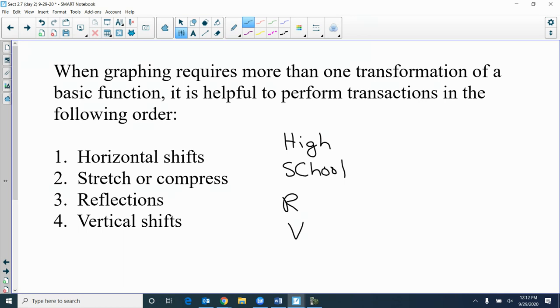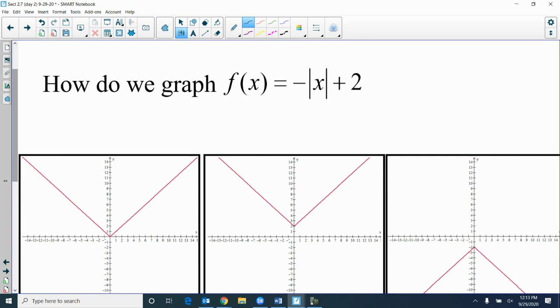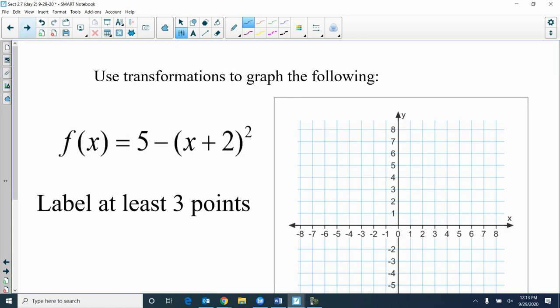Whatever you need to help you remember these: high school RVs, somebody came up with that a while ago. You can't afford an RV in high school. So HSC for stretch compress, reflections, vertical shifts. Go in that order. You go in that order, you'll be good. Because like I said, right here, if you shift that one up first, then reflect it, it's not gonna be accurate.